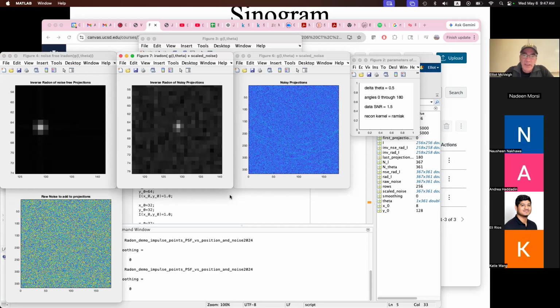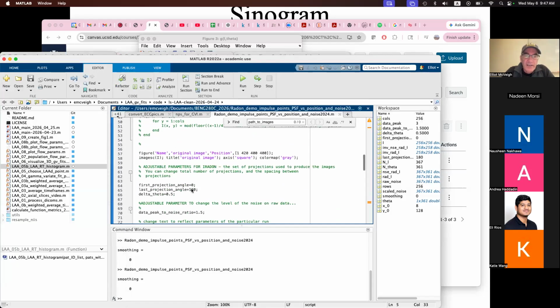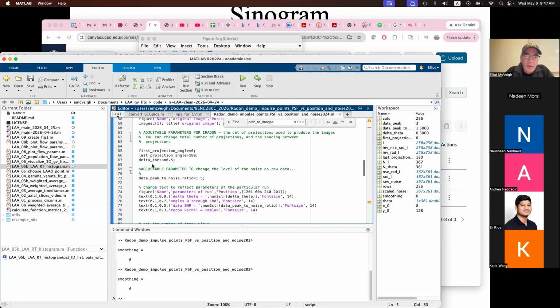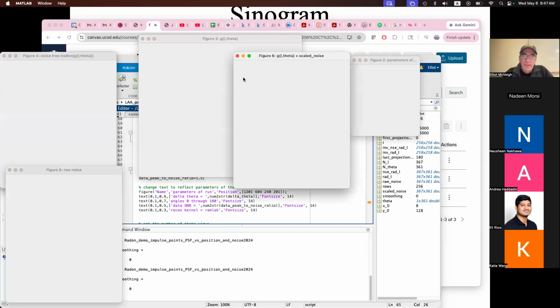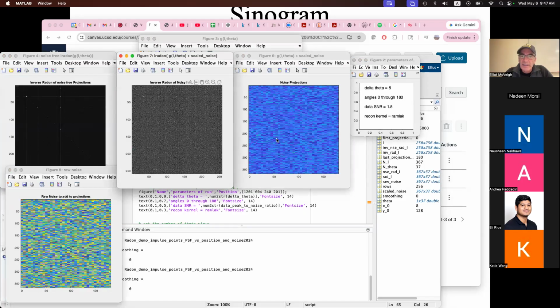And you can try different things, right? You can try, let's see what else we have here. If I wanted to say, well, what happens if my first projection angle is 0 degrees, my last is 180, and I'm only going to image every 5 degrees, right? So let's do that. It makes a new raw data set here. There are fewer of them because I think I had 360 measurements the last time, and here we've only got, I don't know what it is.